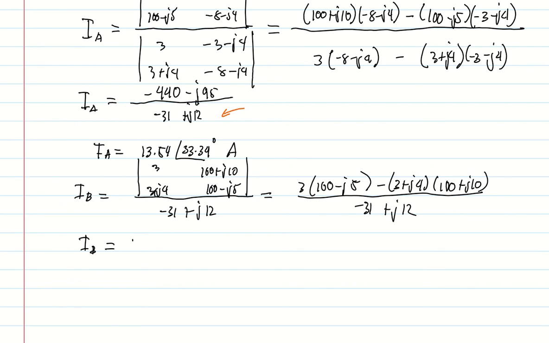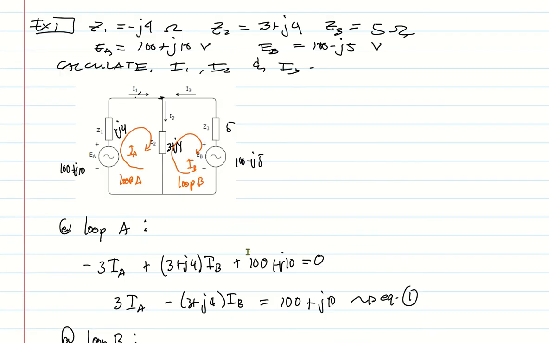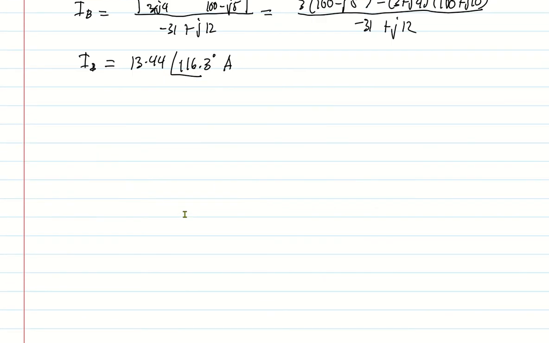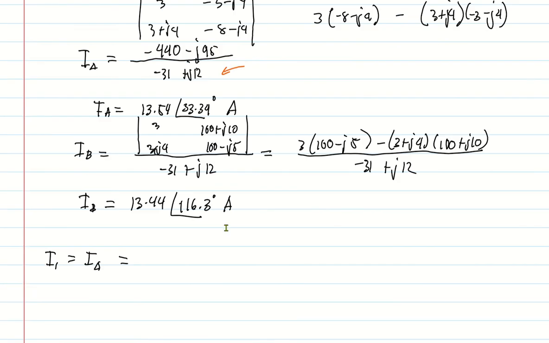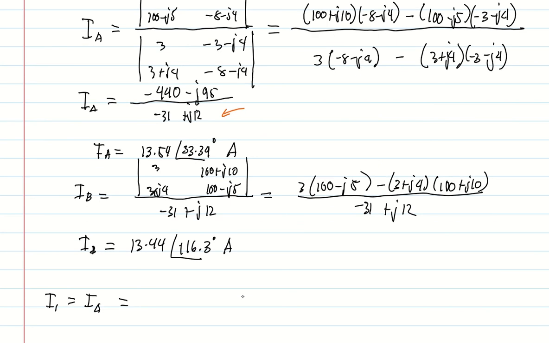Calculating this one using a calculator, IB will be equal to 13.44 angle 116.3 degrees amperes. So this is now IA and IB, and we can now compute for the branch currents based on this. Again, I1 is just equal to IA, and that is equal to 13.54 angle 33.34 degrees. So this is our IA or I1.